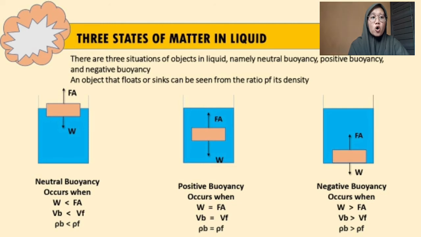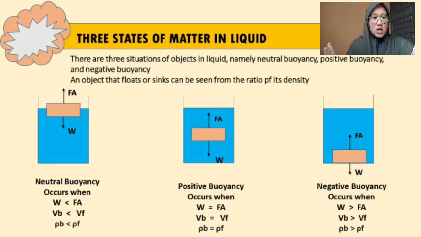Three states of matter in liquid. There are three situations of an object in liquid, namely first, neutral buoyancy, 2. positive buoyancy, 3. and negative buoyancy. Whether an object floats or sinks can be seen from the ratio of densities, rho. Okay, you can see this picture, guys. First, we will discuss neutral buoyancy.